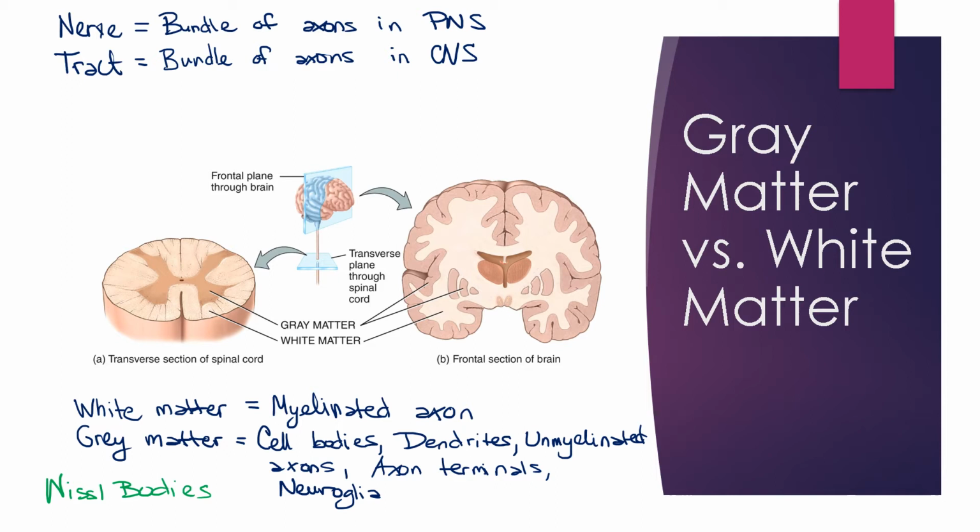You can see in the spinal cord on the left here that the white matter surrounds an inner core of gray matter. In the spinal cord, the gray matter is shaped like an H or like a butterfly. You can see the wings here. And in the brain, it's the opposite. We get this really thin shell of gray matter surrounding this thick portion of white matter.